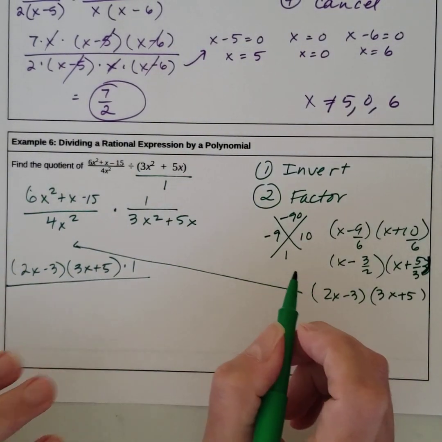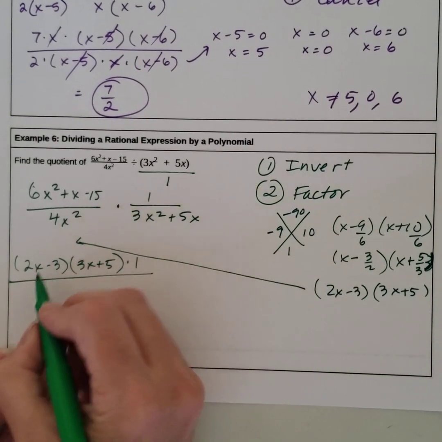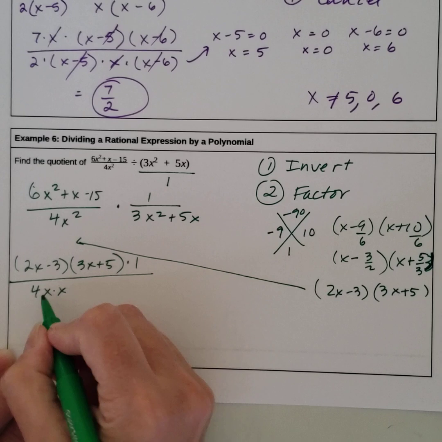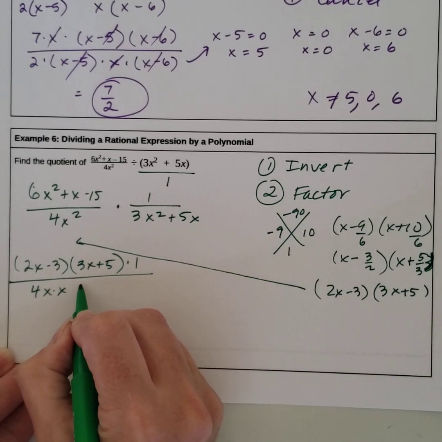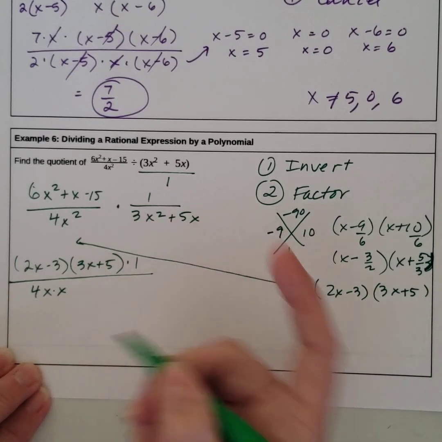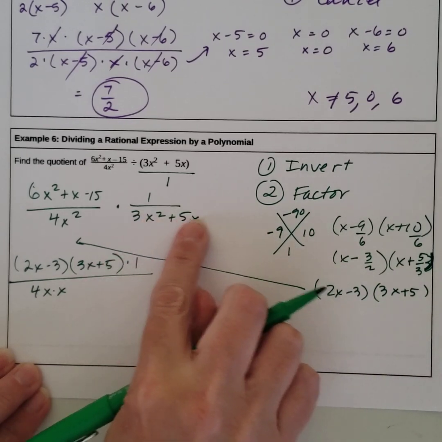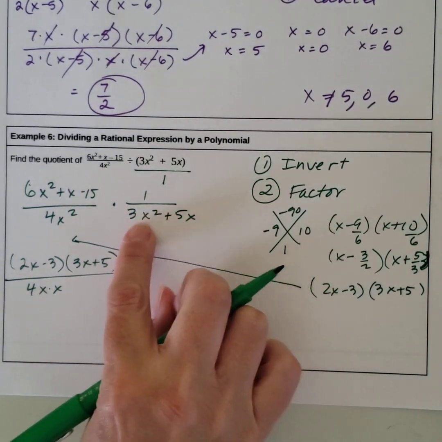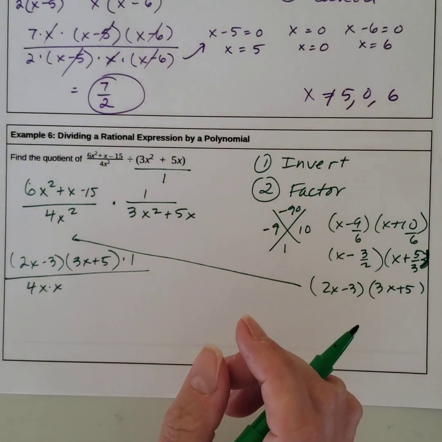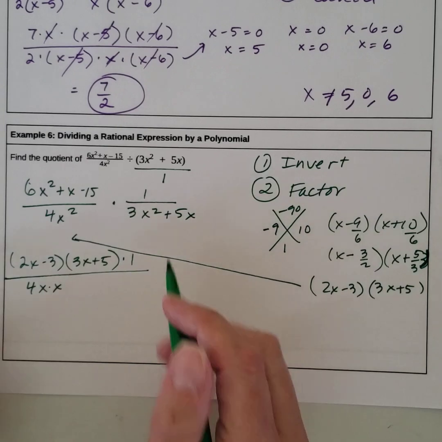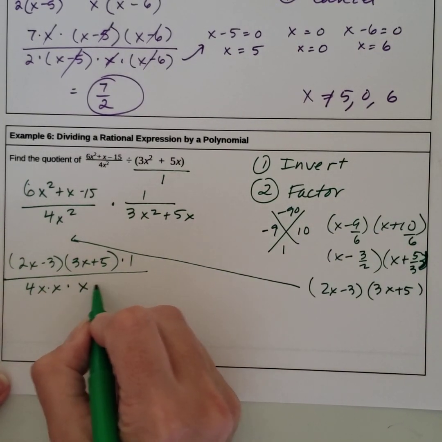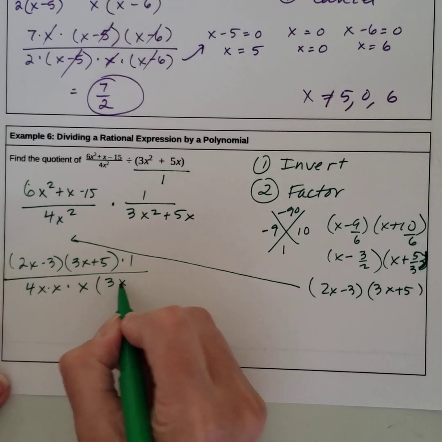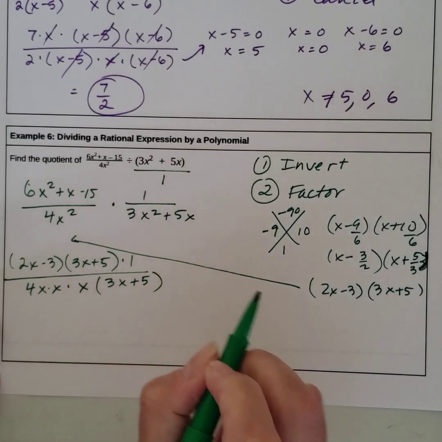On the bottom, we have 4x times x. We can factor out of 3x squared plus 5x. It's 2 terms, not a trinomial, so we don't need to use our x. We'll just look at what we can take out of these 2 terms, their greatest common factor. It looks like the only thing they have in common is an x. So factor the x out. We're left with 3x plus 5.